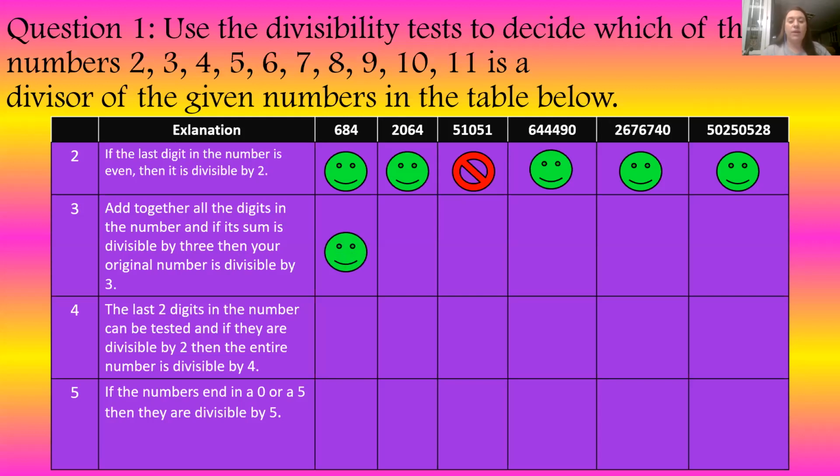And then same with 2064. 4 and 2 is 6, and 6 plus 6 is 12. 12 divided by 3 is 4, so that is also divisible by 3. And then here we have 5 plus 5, which is 10, and then 1 plus 1 is 2, so 10 plus 2 is 12. Divide that by 3, and you get 4, which means it's still divisible by 3.